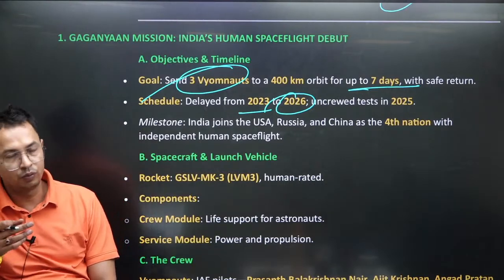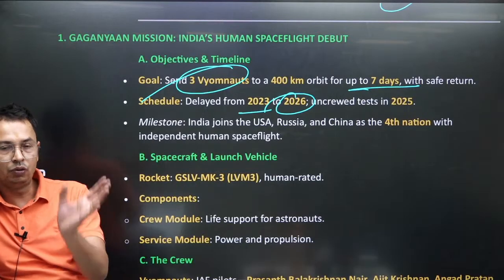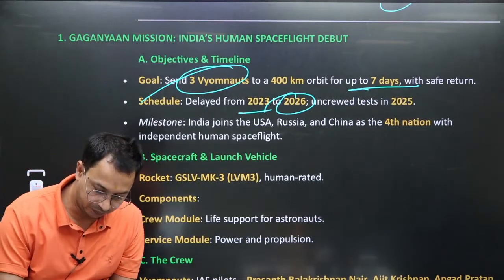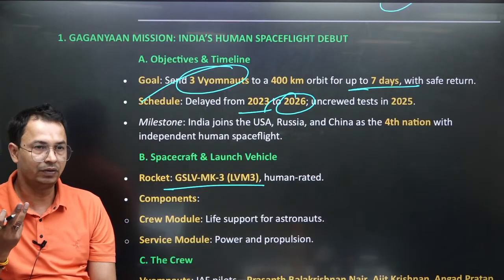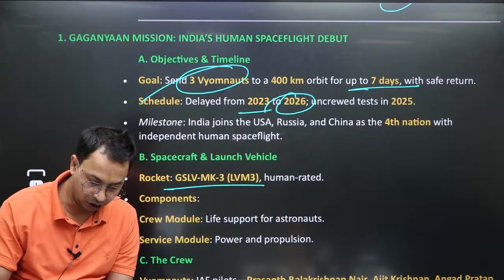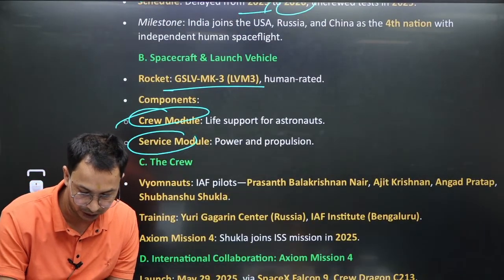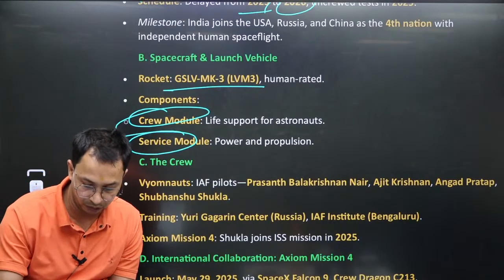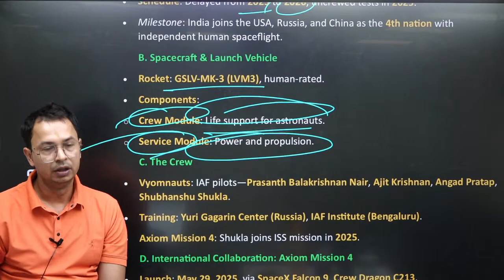And for the Gaganyaan, there are certain things needed. How will we send man to space? For that we will use GSLV Mk3, or the renamed version, the LVM-3 rocket, that is human rated. On that we will have the crew module and the service module. The crew module is for life support of the astronauts and the service module for power and propulsion.